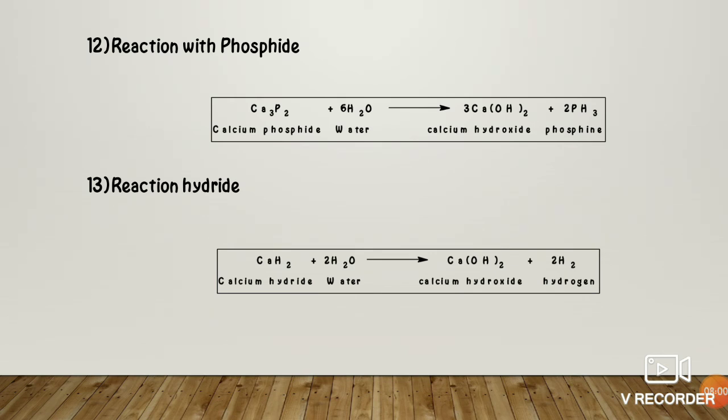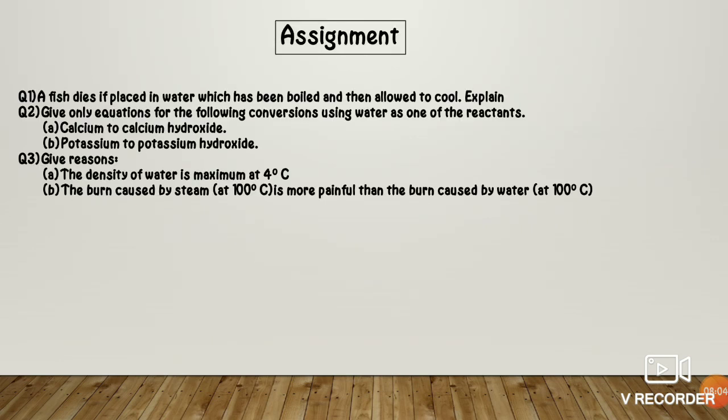So these are all about chemical properties of water. So your assignment is question number 1. A fish dies if placed in water which has been boiled and then allowed to cool. Explain. Number 2 is give only equations for the following conversions using water as one of the reactants.